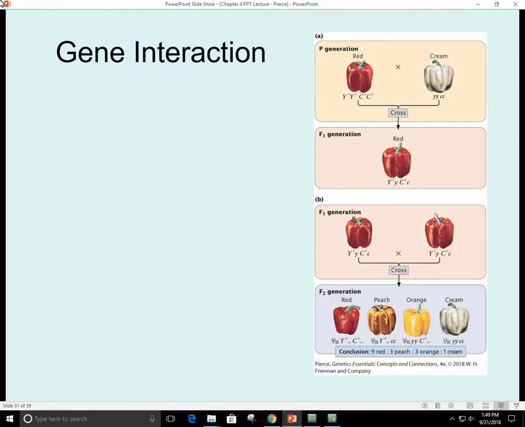Our next topic is called gene interaction. Remember I was talking about how genes act in like recipes? So this is really not completely different from that idea.